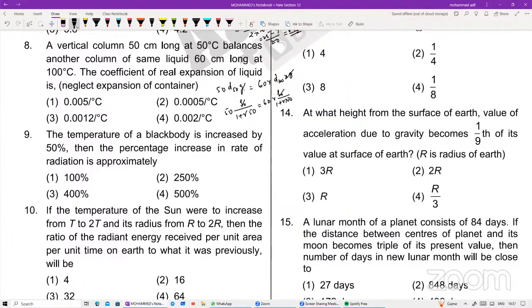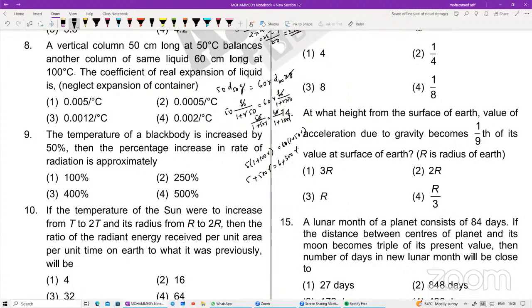So this is 50 divided by 1 plus 50 times gamma, equal to 60 divided by 1 plus 100 times gamma. Zero will also work, isn't it? So this will be 5 into 1 plus 100 times gamma equals 6 into 1 plus 50 times gamma, dividing by 10. So it is 5 plus 500 gamma equals 6 plus 300 gamma.